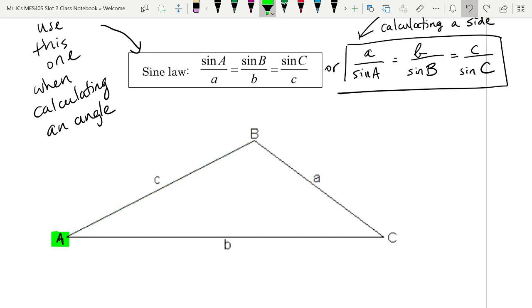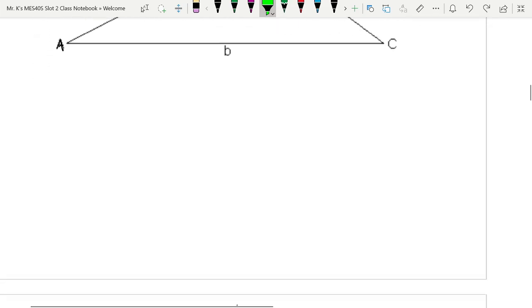So that's why that's A and A, and B and B, and C and C. So make sure that you understand that that's the way the lettering has to work. Otherwise, this formula won't work if you don't label your triangle properly. Okay, now what? Well, let's get to an example where we have to use this.